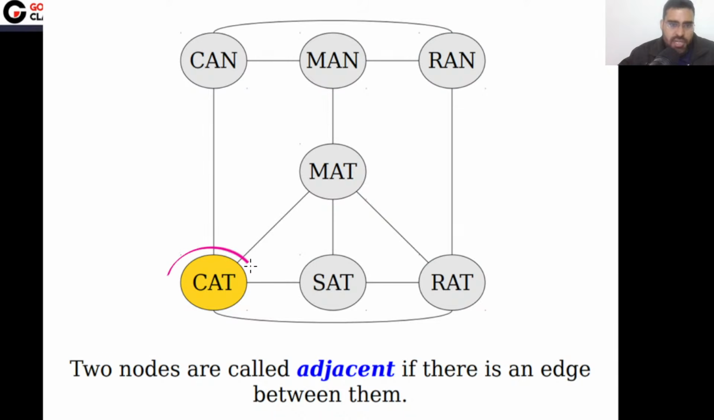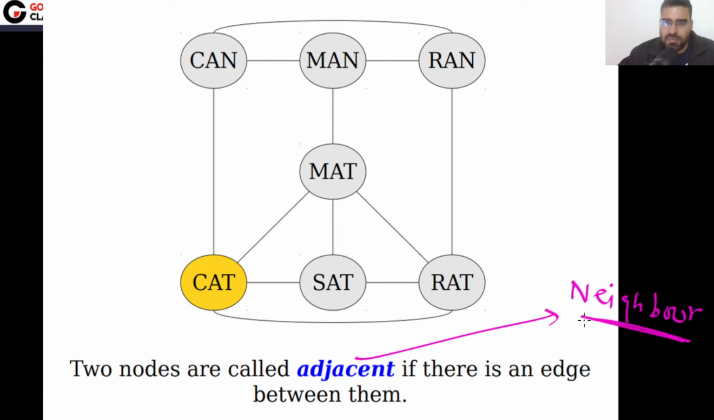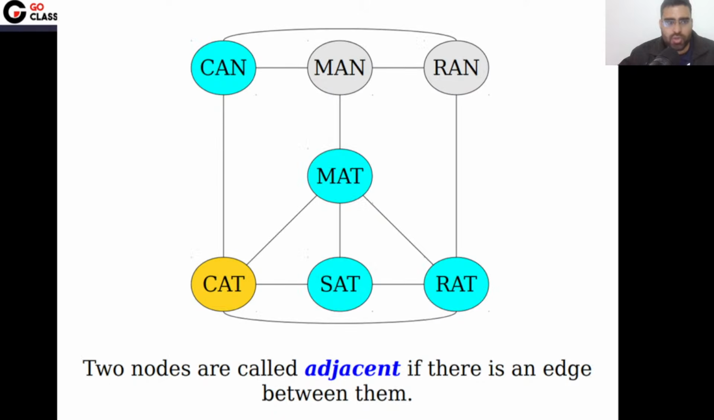Now you tell me, how many adjacent vertices does this CAT have? How many neighbors does this vertex have? Let me tell you, adjacent means neighbors also. So how many neighbors of CAT are there? You can easily see this is a neighbor, this is a neighbor, this is a neighbor, and this is a neighbor, because there are 4 edges, so there are 4 neighbors. You can see these two are not neighbors, because this vertex and this vertex do not have any edge between them. Similarly, this vertex and this vertex do not have any edge between them. These are the neighbors of CAT. So very simple, two vertices are adjacent if there is an edge between them.